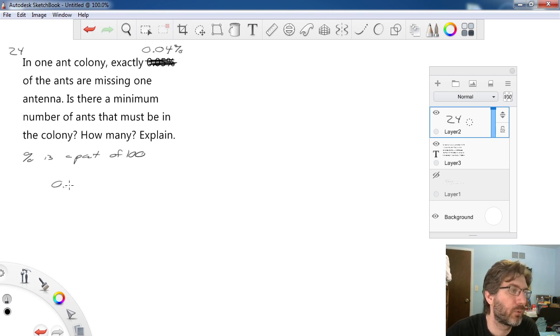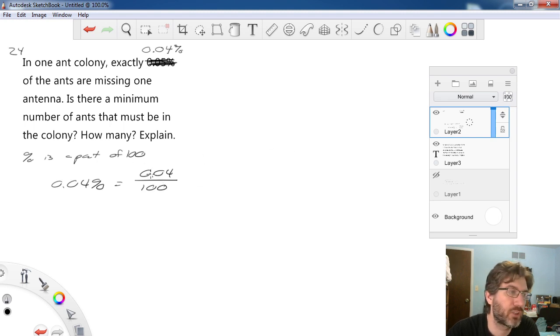So 0.04% is equal to 0.04 out of 100. Right? So if there were 100 ants, 0.04 would have one antenna. But that doesn't make sense because you can't have 0.04 of an ant. So what we're going to do is find a version of this fraction. We want the simplest version of this fraction with a whole number numerator.